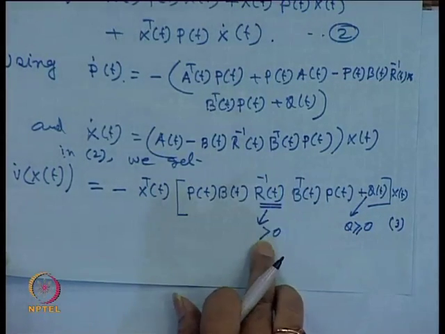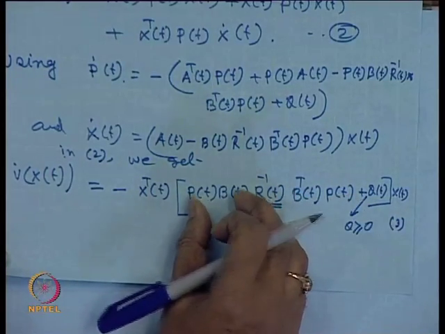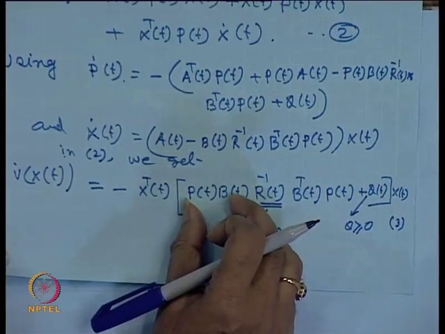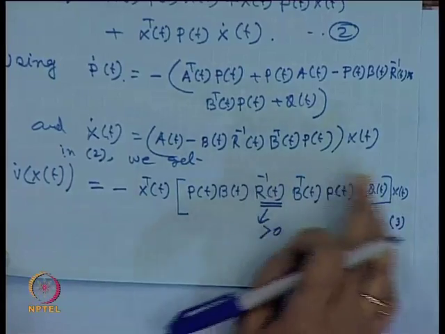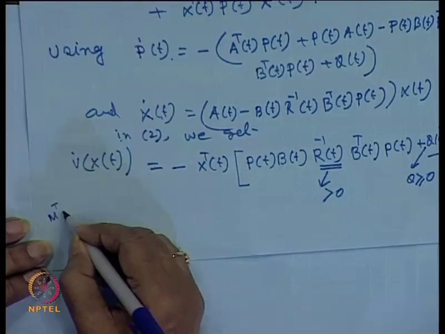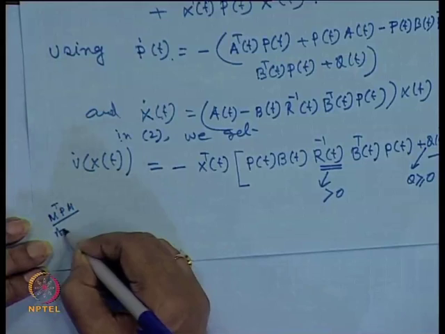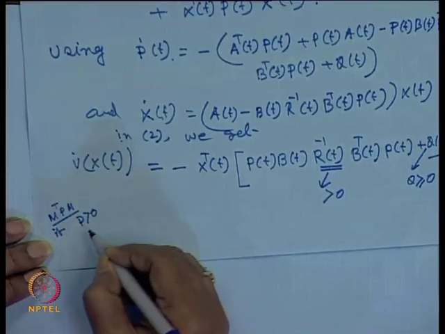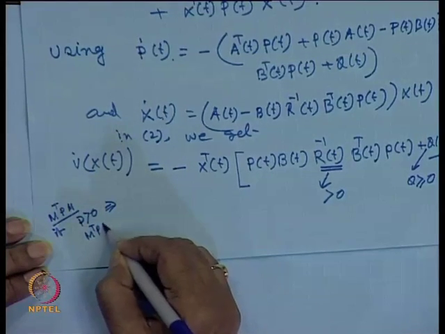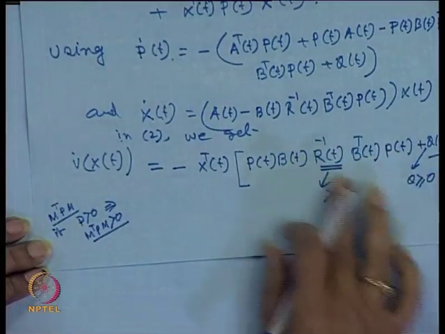So R inverse is also a positive definite matrix, pre-multiplied by a matrix and post-multiplied by its transpose. So this matrix will also be positive definite. That means we can say that for M transpose P M, if P is greater than 0, this implies that M transpose P M is also greater than 0, meaning positive definite. This we have used here.